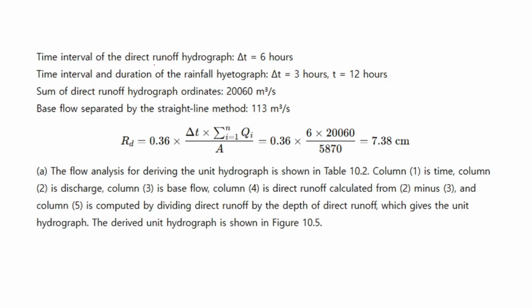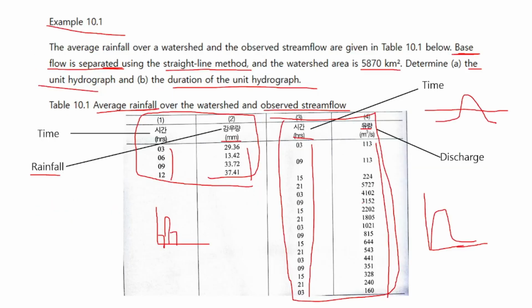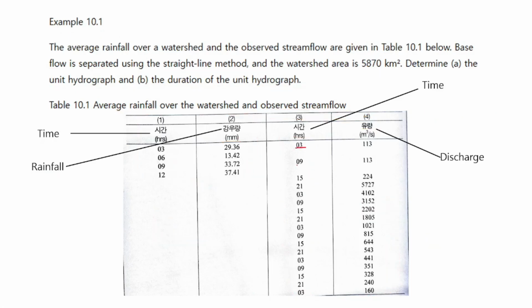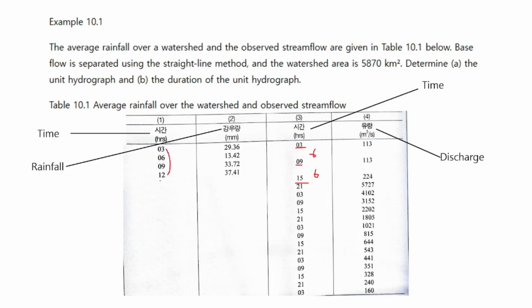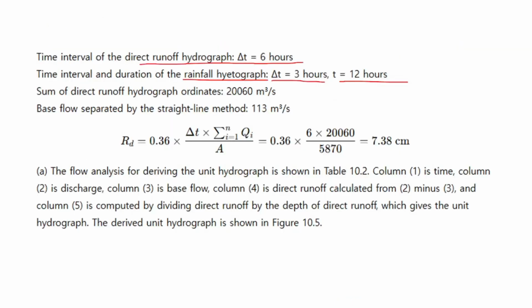So the time interval of the direct runoff hydrograph, delta t, equals 6 hours. Let's check. The time interval from 9 to 15 is 6, right? So it's 6 hour intervals. The time interval and duration of the rainfall hyetograph is delta t equals 3 hours, t equals 12 hours, so it's a total of 12 hours. That's correct. And delta t from 3 to 6 is 3, right? Then we have delta t equals 6 here.